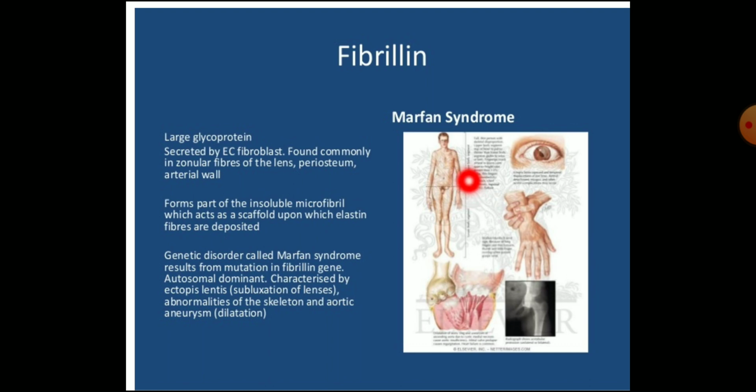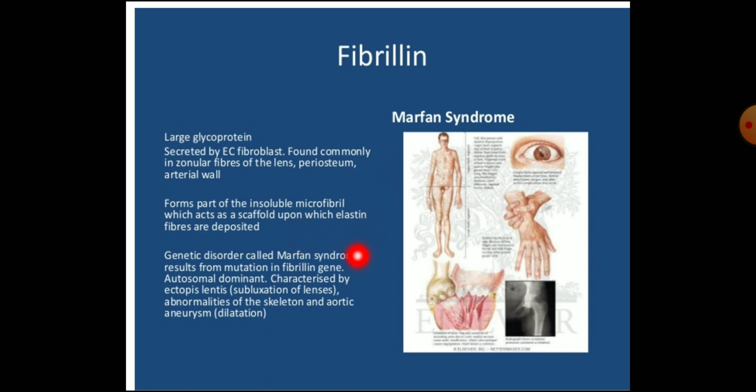Now what is fibrillin? Fibrillin produces a disorder known as Marfan syndrome, that's why we are discussing that. It's a large glycoprotein secreted by extracellular fibroblasts, and it is found in the zonular fibers of the lens, and also in the periosteum and the arterial wall. So these are the important sites where fibrillins are seen. It forms part of the insoluble microfibril, which acts as a scaffold upon which the elastic fibers are deposited. So like that it is usually present.